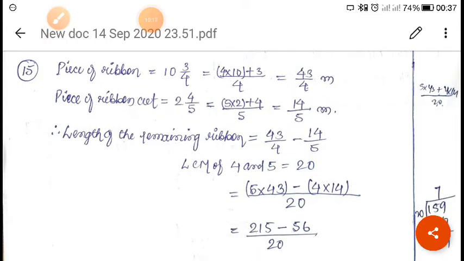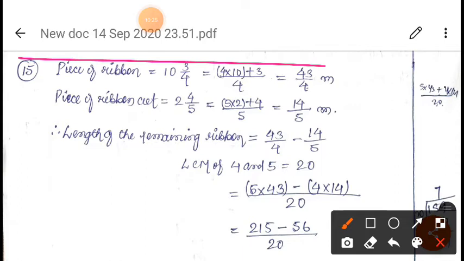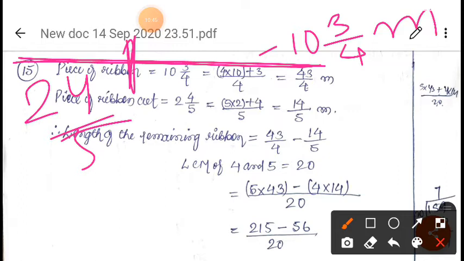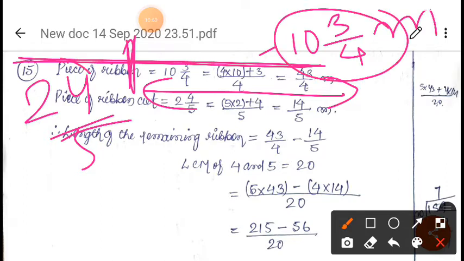From a piece of ribbon, suppose this is a piece of ribbon, its length is 10 3 by 4 meter. Now 2 4 by 5 meter is cut from here, suppose this much length is 2 4 by 5, so this much length is cut. We have to find out the length of the remaining piece. So you have to subtract this and this, and you will get the answer.